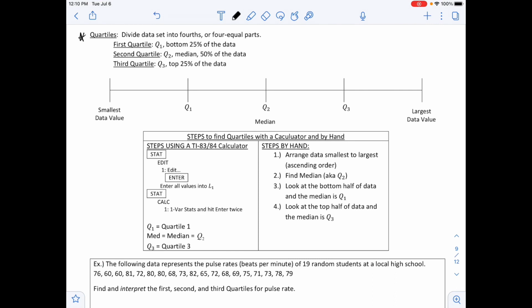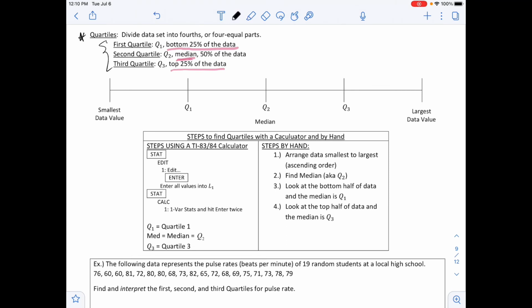Next we have quartiles. Quartiles divide data sets into fourths, or 4 equal parts. So we have our first quartile, second quartile, and third quartile. The first quartile is denoted Q1. This is the bottom 25% of the data. Q2 is also called the median, and this splits the data in half. The third quartile is Q3, and this is the top 25% of the data. Another way to think of that is the bottom 75% of the data.